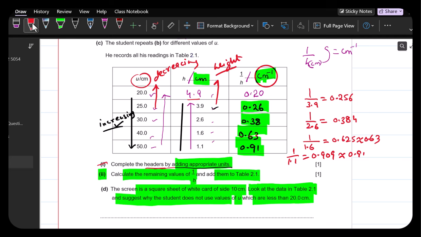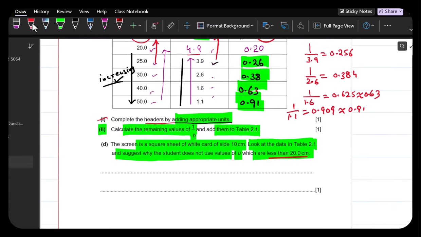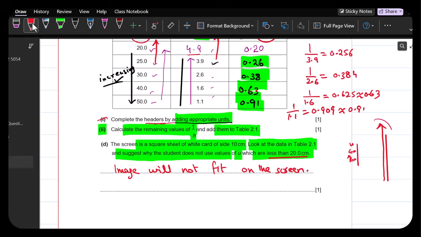Height of image, this is image height. So the student is not taking the value less than 20 centimeter because the object becomes very close to the lens. When the object comes very close to the lens, the image becomes too big. So I will write that the image will not fit on the screen. Suppose here we have a screen, here I have a lens. If I bring the object very close to the lens, the image will become too big, which is not going to fit on the screen.